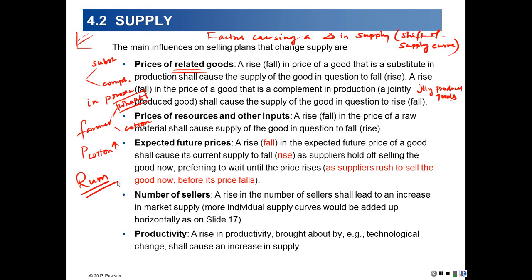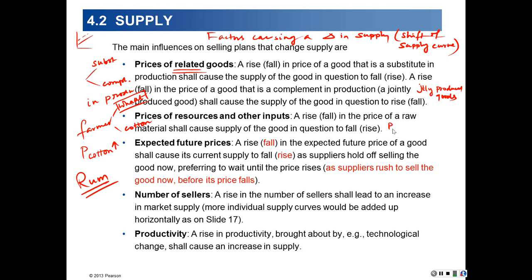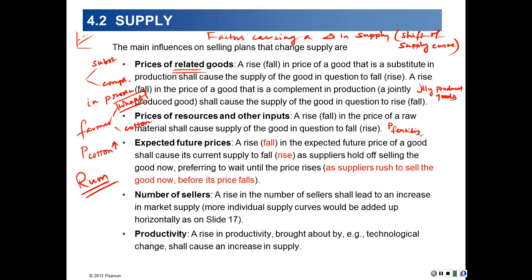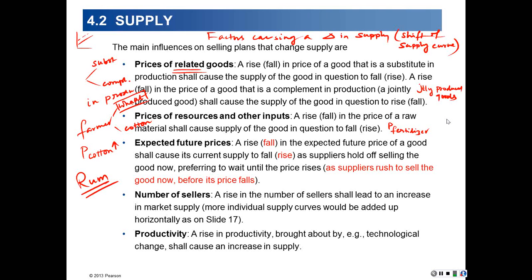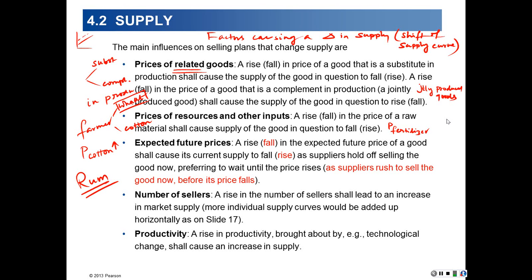Next, prices of resources and other inputs. It says here, a rise in the price of a raw material shall cause supply of the good in question to fall. A good example here would be the price of fertilizer for a farmer. Fertilizer is an important raw material for a farmer. Now, if fertilizer became more expensive, the farmer would naturally use less of it. And if he used less of it, what would happen to his crop yields? They would fall. He would grow less of any crop per acre. Right? And so what happens to his supply of, let's say, wheat? Falls. Supply curve shifts to the left. So a rise in the price of raw materials causes a decrease in supply.